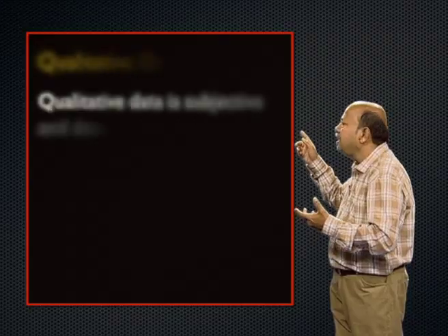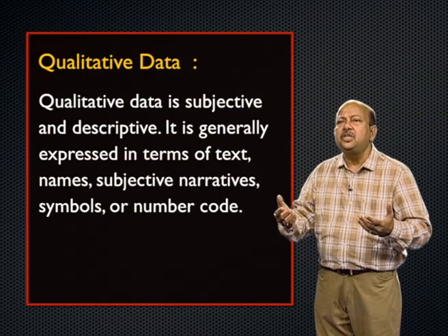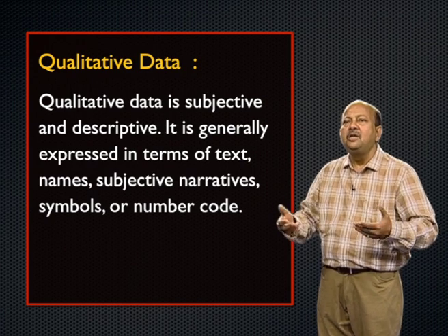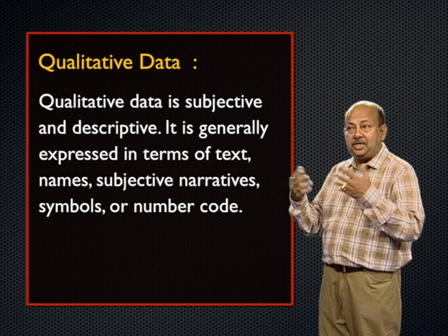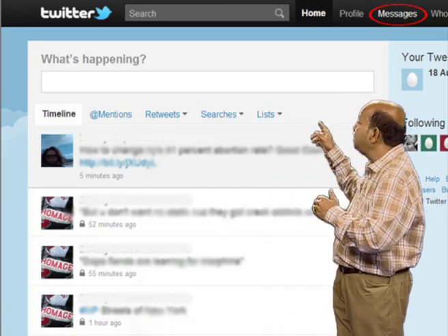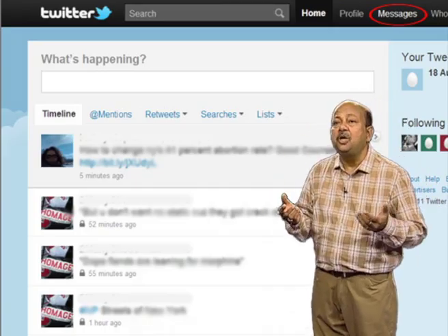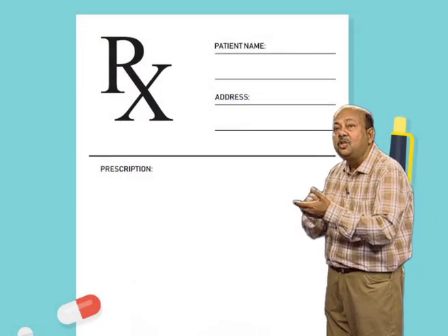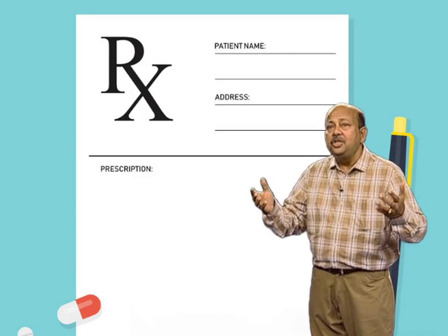So, let us understand what is qualitative data and quantitative data. Qualitative data is basically expressed in subjective terms. It is descriptive in nature and it is expressed in terms of text, names, subjective narratives, symbols or number code. For example, your tutor message is an example of qualitative data, voice recording is qualitative data, medical prescription is also qualitative data. So, this is qualitative data.